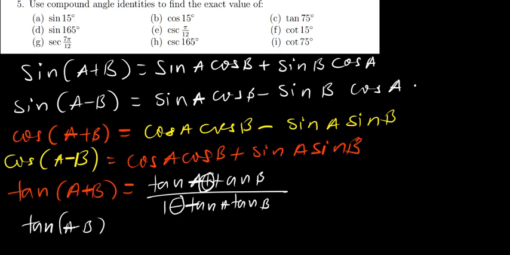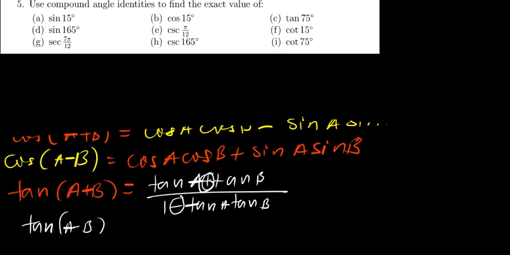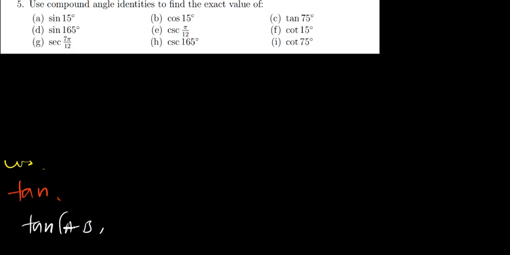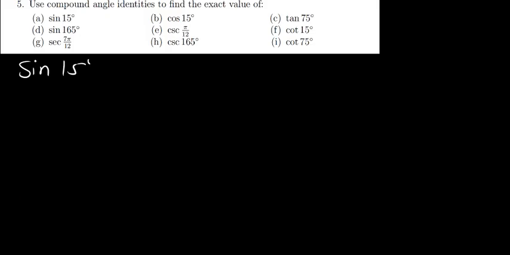Using these compound angle identities, we can now go ahead and find the exact values. Let us start with part A. It is talking about sine, so we have sine 15. Now, for sine 15 degrees, you look at the special angles. Remember the special angles we have: 30, 45, 60, and 90.